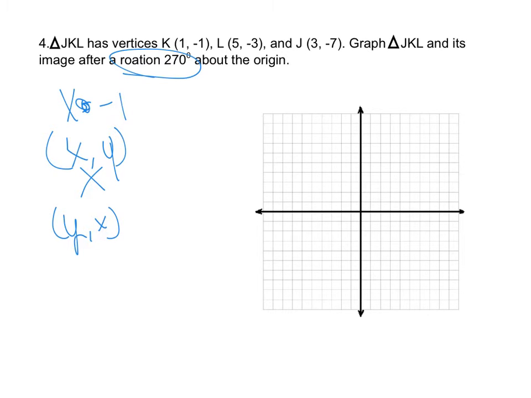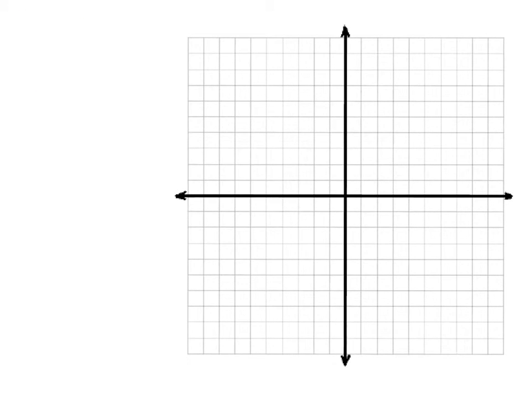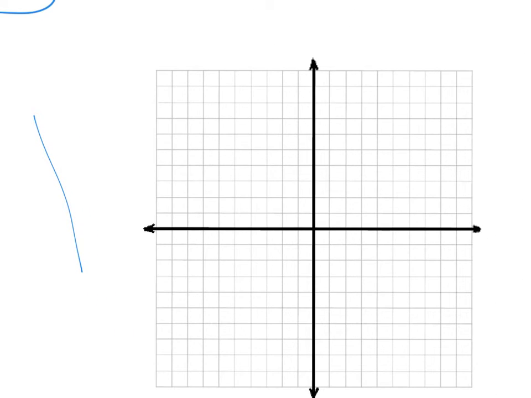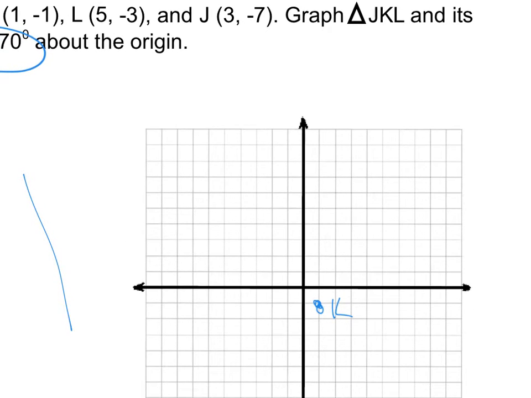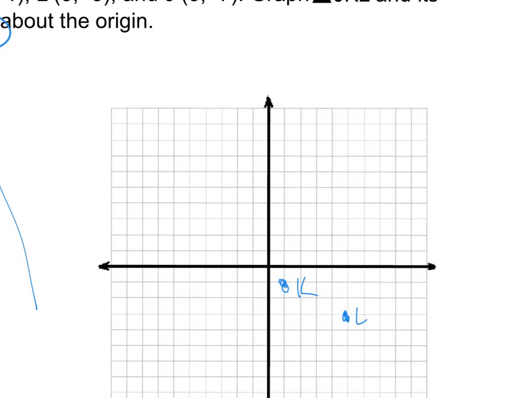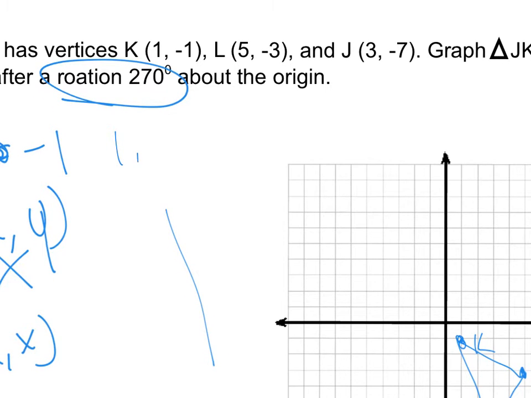So let's plot these things. K is 1, negative 1. So there's K. L is 5, negative 3, there's L. J is 3, negative 7. There's J. Now I want to go 270 degrees about the origin. So the points are 1, negative 1, 5, negative 3, 3, negative 7.